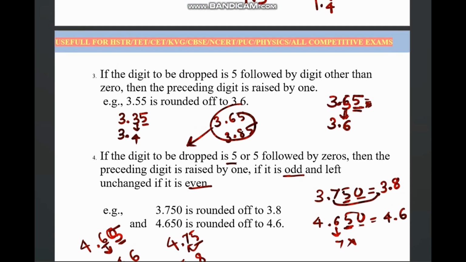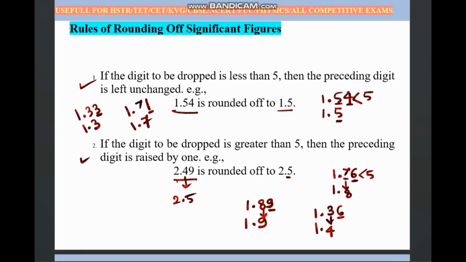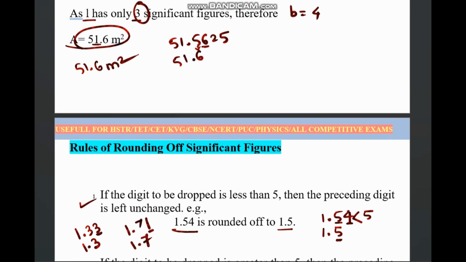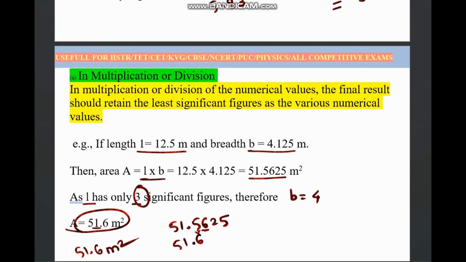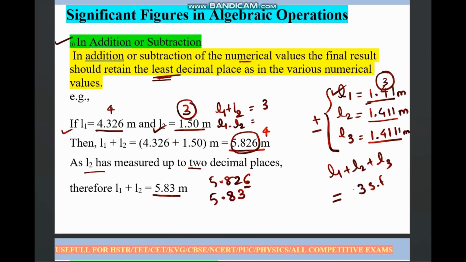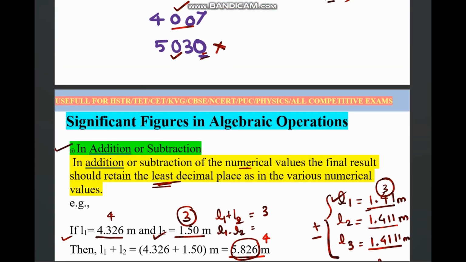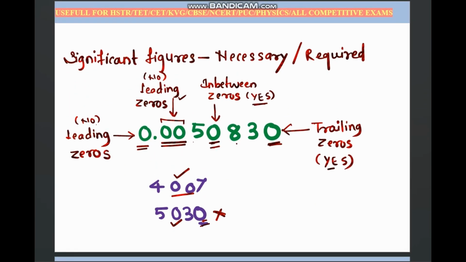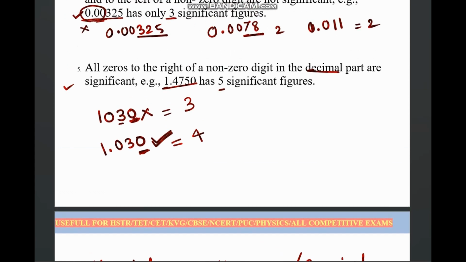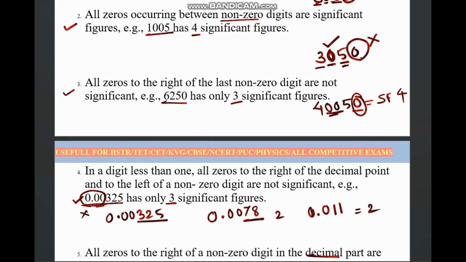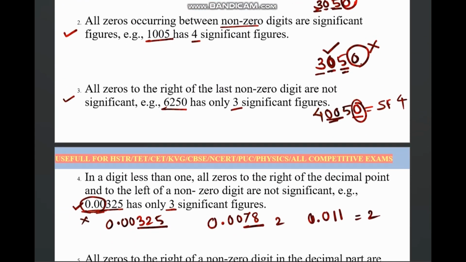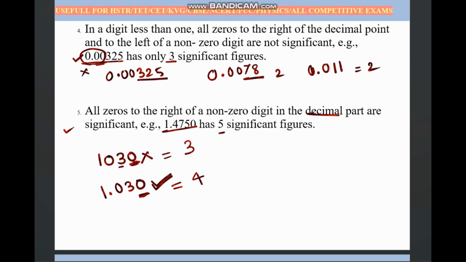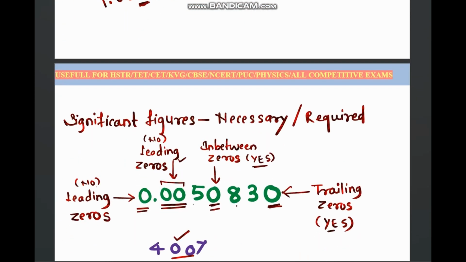In this class, we covered significant figures, rules of finding significant figures, and addition, multiplication, subtraction, all the algebraic operations we saw in this case. Here, we learned about the zeros and which are considered to be significant figures with examples. So I think this is a very useful part of units and measurement while doing your examinations.